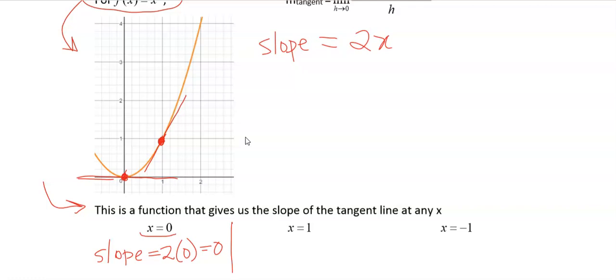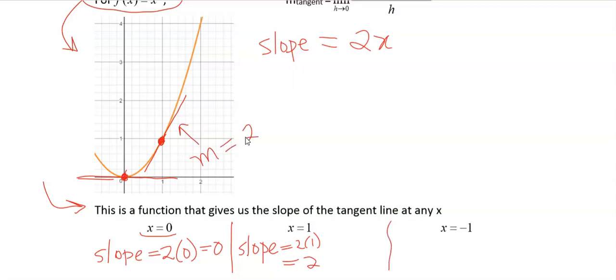At x equals 1, now we've already done that. That's actually the calculation we did previously. So the slope would equal 2 times 1, and that's equal to 2. And sure enough, that slope right there is 2. It's exactly 2.